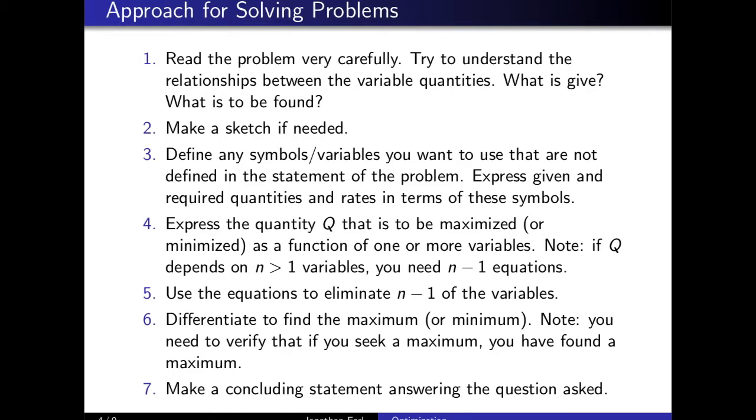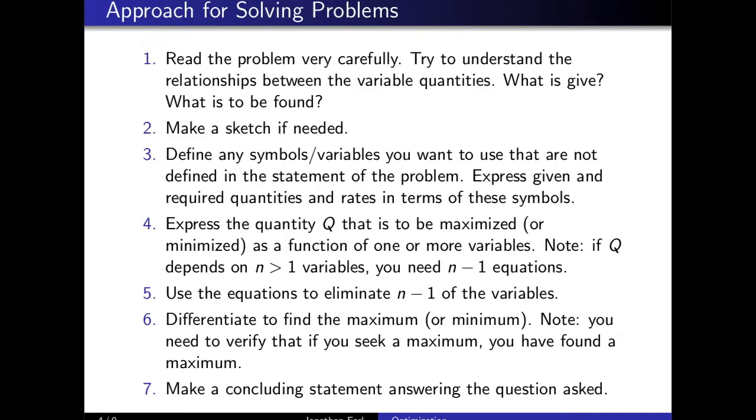Then the next one is we're going to use any of the constraining equations that were given to eliminate all but one variable. So in the introductory example, we had one constraining equation and two variables, and we used the one constraining equation to knock out one of the two variables to get us down to a function in just one variable, which we can take care of as regular.